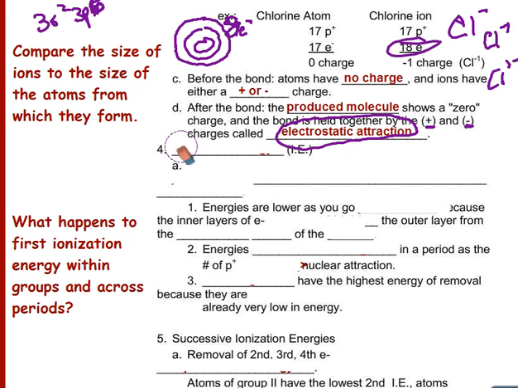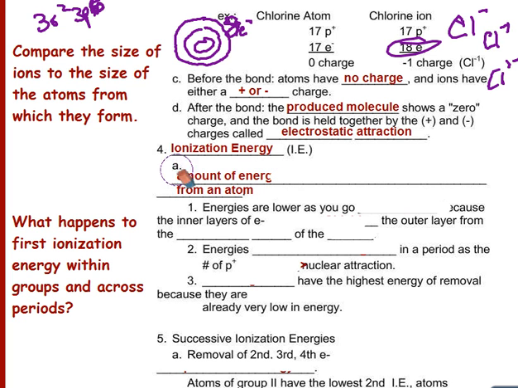Now, there's a new one called ionization energy, so let's get rid of those lines. The next trend is called ionization energy. Ionization energy is the amount of energy needed to remove 1 electron from an atom. Now, some of them are easier and some of them are harder. Some of them are easier to pull electrons away, and some of them are harder to pull electrons away.